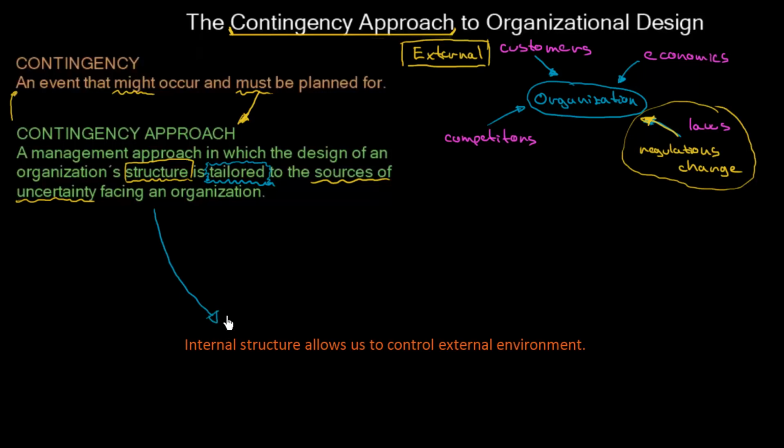Now, what will come out of this? The one sentence that I think describes it best is that the internal structure allows us to control the external environment. This sentence means basically that there is a lot going on around us in the environment, but thanks to the proper design of the internal structure inside our organization, we are able to control the external environment.